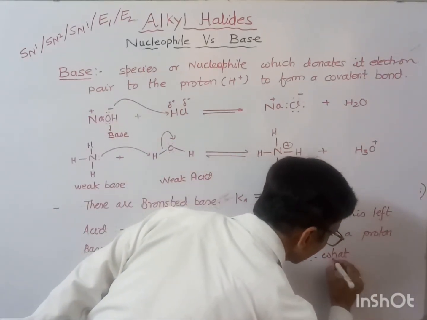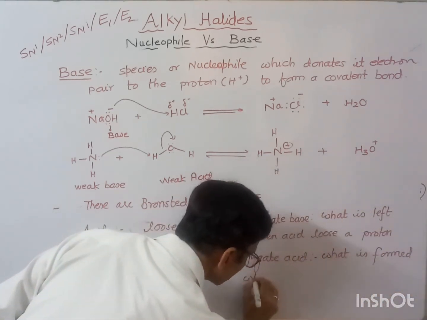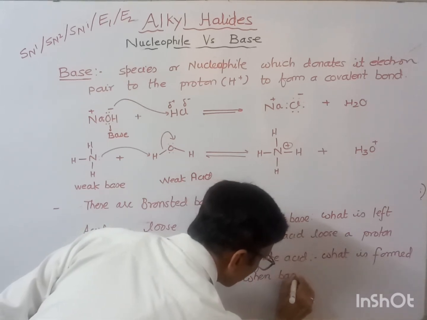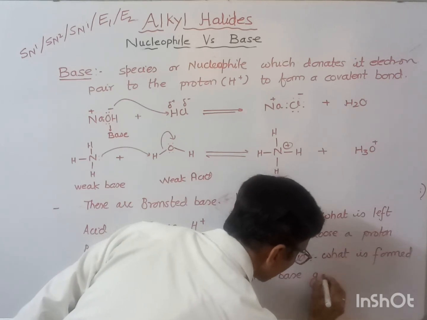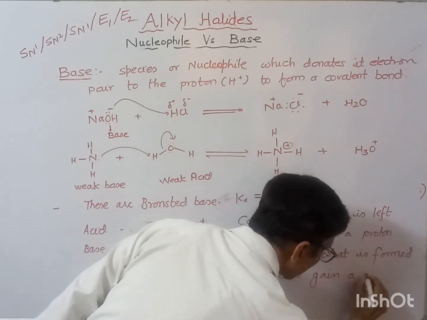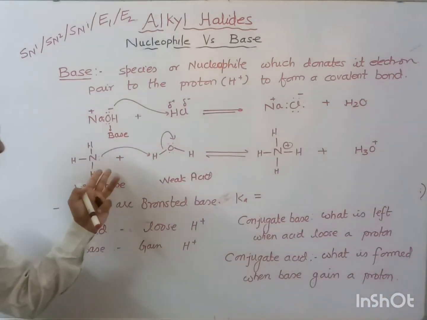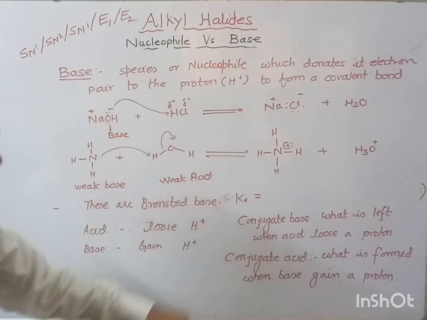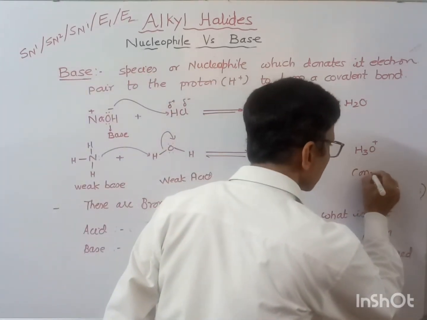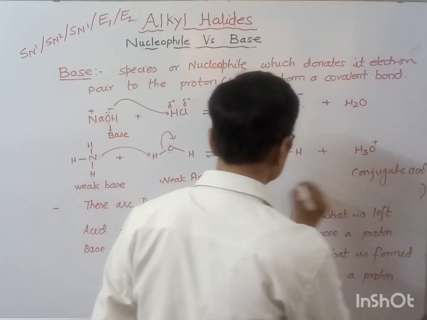It will be clear in one minute. What is formed when a base gains a proton? If you see this definition in this case, this is a weak base, and corresponding to the weak base, the conjugate acid is formed. So this is the conjugate acid in this case, and this is the conjugate base.